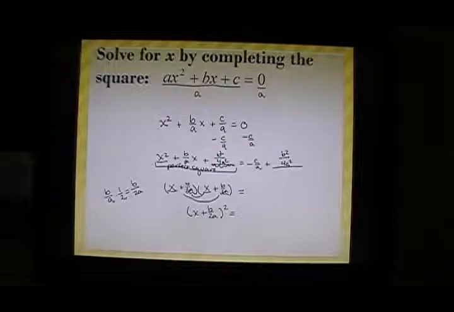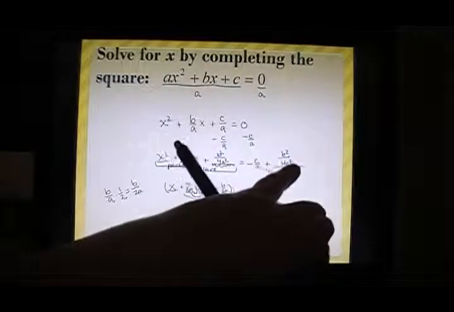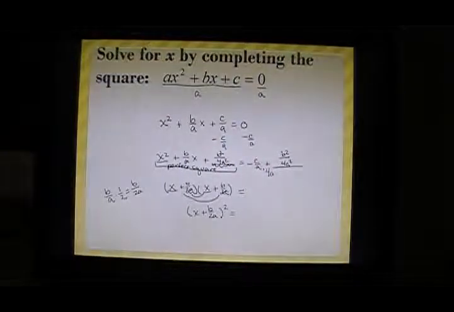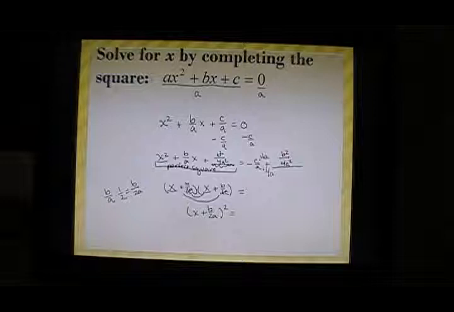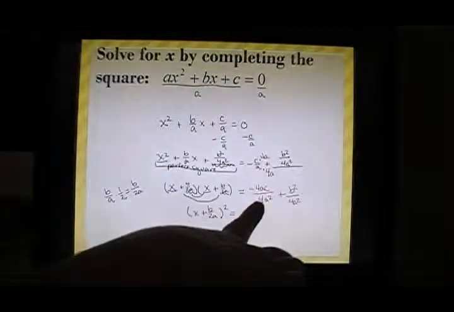I see that if I take this a and I multiply it by 4a, then I'll have a times 4a, or 4a squared in this denominator, 4a squared in that denominator, and then I'll be able to add those fractions together. But if I multiply the denominator by 4a, I have to do the same to the numerator in order to write an equivalent fraction. So what I have on the right-hand side now is negative 4ac over 4a squared plus b squared over 4a squared. And so I can add these two fractions together.